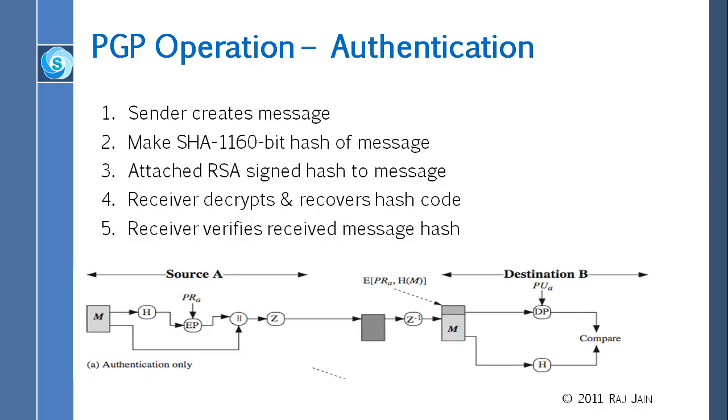So for authentication, Zimmerman decided to allow SHA-1, a 160-bit hash of the message. So you hash the message, then sign it with your private key. A is the source. You basically encrypt that hash with your private key, then concatenate the message and send it over. On the other side, you just do the opposite. The public key is available to anybody. Anybody can compare and say, yeah, you sent it.